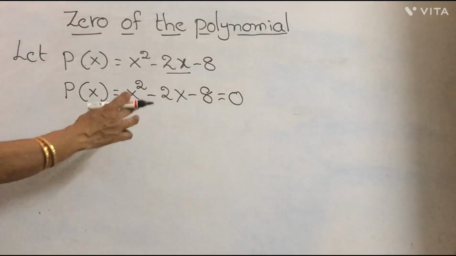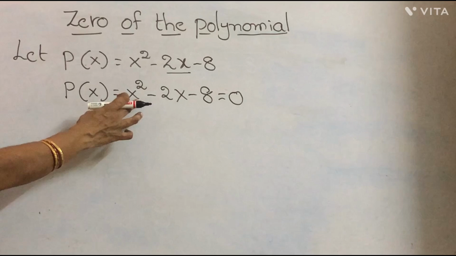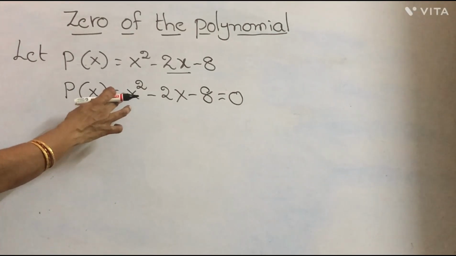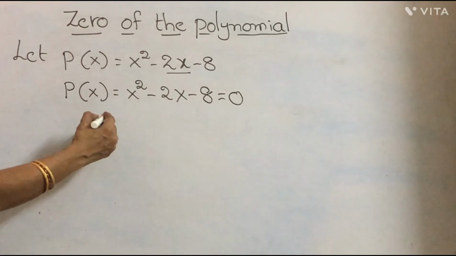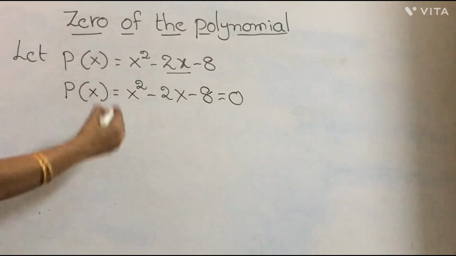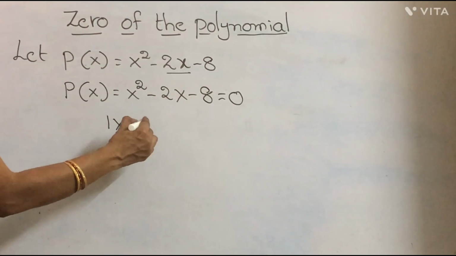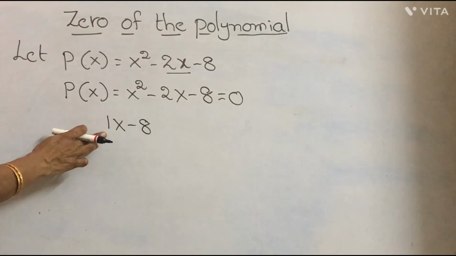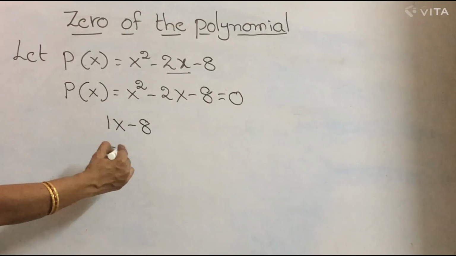Next step, we have to split the middle term. That is the reason first we have to take the x square coefficient. Here no number is there as coefficient, that's why take 1 as the coefficient. Then minus 8 is the constant that you take. First you have to take the x square coefficient, that is 1. Next here minus 8. 1 into minus 8.